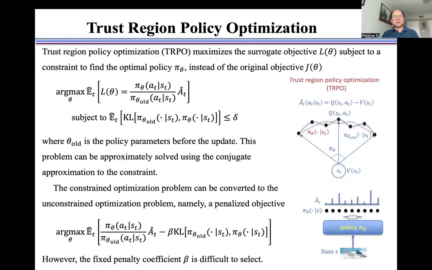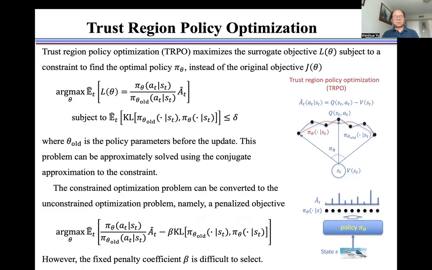Trust region policy optimization maximizes the surrogate objective L subject to a constraint to find the optimal policy pi theta instead of the original objective G, as shown here. The policy pi, old policy pi old, and the advantage function A are explained in these two figures, where theta old is the policy parameters before the update.